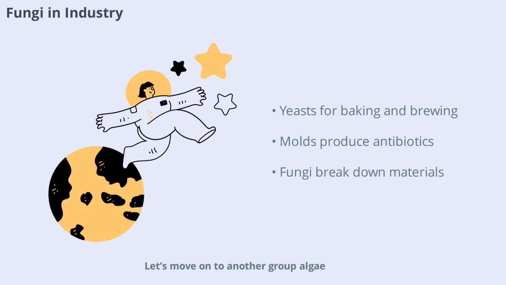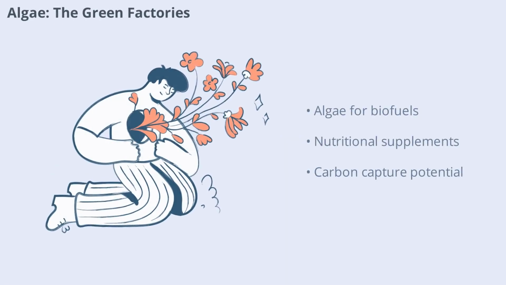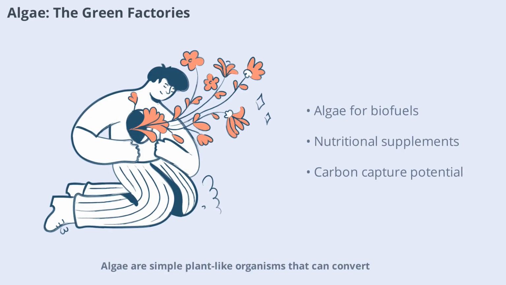Let's move on to another group, algae. Algae are simple plant-like organisms that can convert sunlight into energy through photosynthesis. In industry, algae are cultivated to produce biofuels, nutritional supplements, and even cosmetics. Their rapid growth and ability to thrive in various environments make them a promising resource for sustainable production. Algae can also capture carbon dioxide, helping to reduce greenhouse gas emissions.